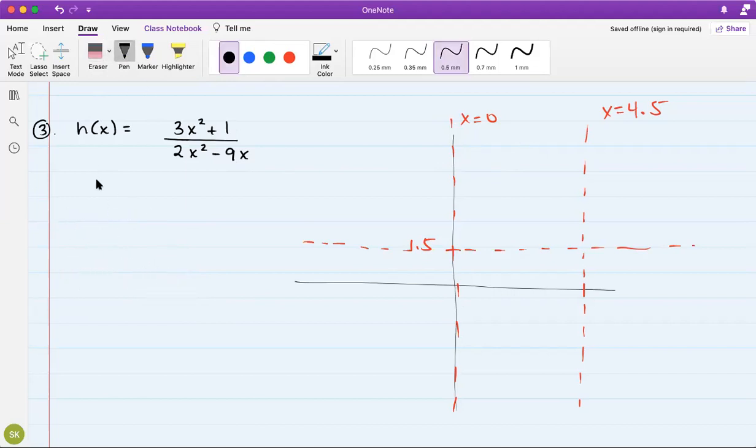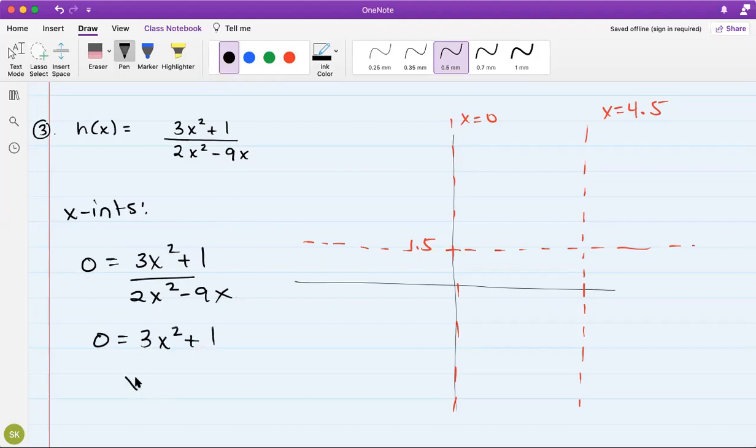What about x-intercepts? Well, to find x-intercepts, we set the function equal to 0. And then we multiply by the denominator to get 0 is equal to 3x squared plus 1. But we talked about this earlier. We said that if we solve for x squared, we get a negative 1/3. And if we take the square root, we get imaginary numbers for values of x, which tells us that we're not going to have any x-intercepts. And that tells us we're not going to cross this line here. Okay?